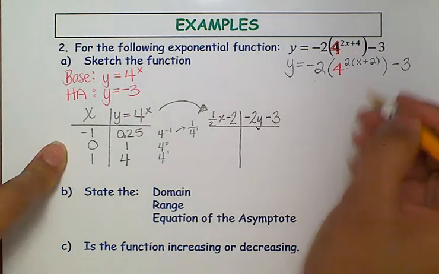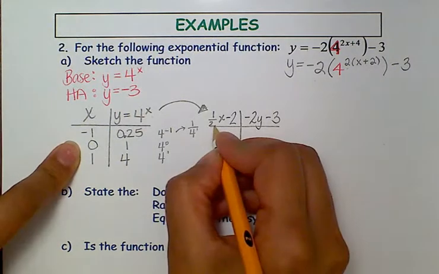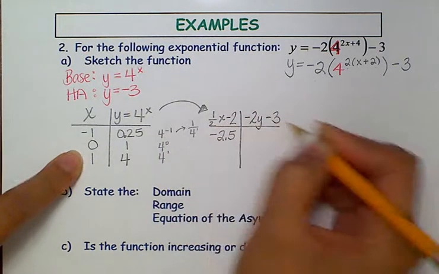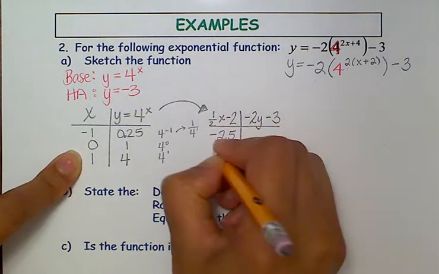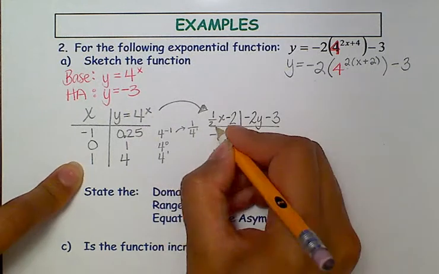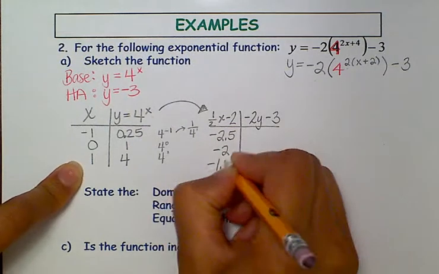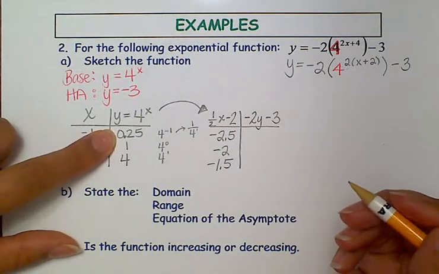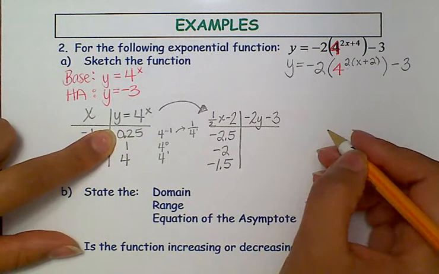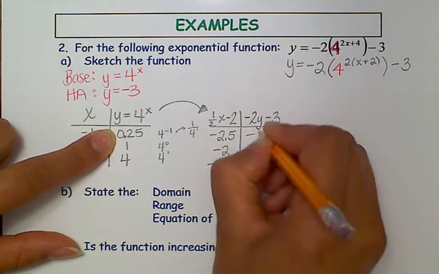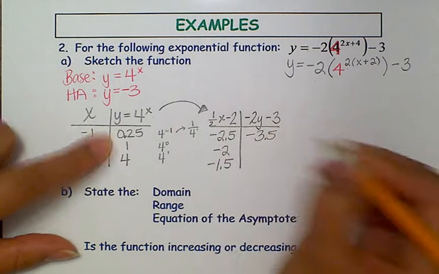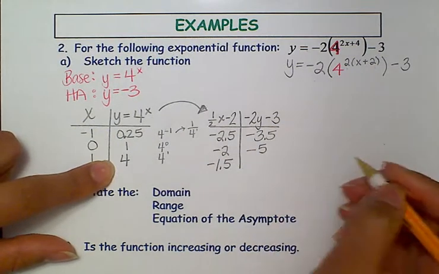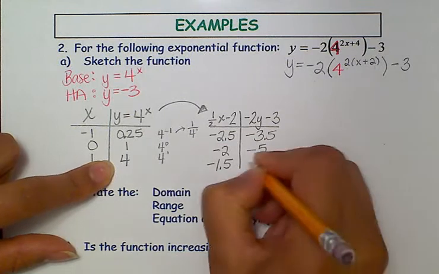So 1/2 times negative 1 is negative 1/2. Minus 2 is negative 2.5. Half of 0 is 0. Minus 2 is minus 2. Half of 1 is 1/2. Minus 2 is negative 1.5. Okay, for our y values, negative 2 times a quarter, that's negative a half, minus 3 is negative 3.5. Negative 2 times 1 is negative 2, minus 3 is negative 5. And negative 2 times 4 is negative 8, minus 3 is negative 11.